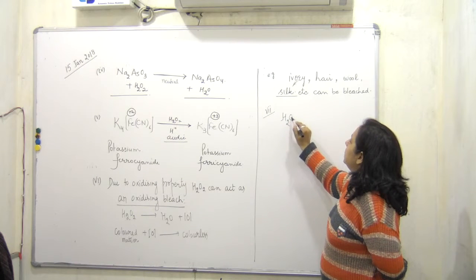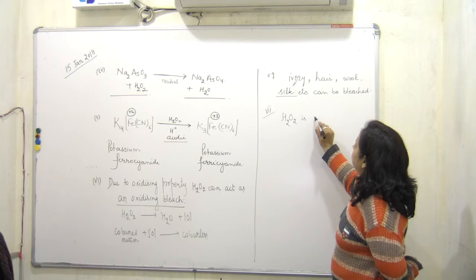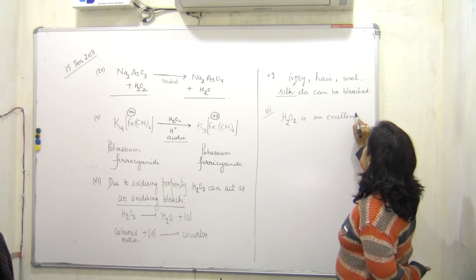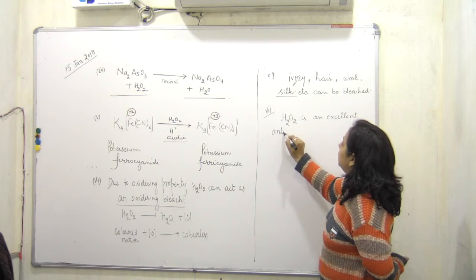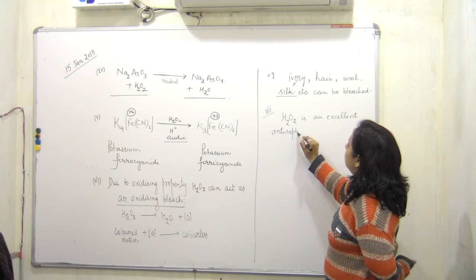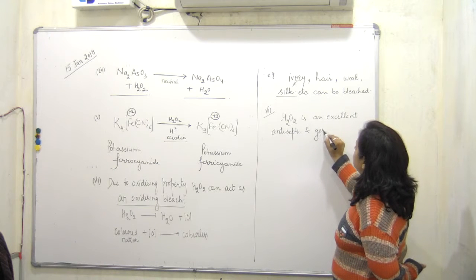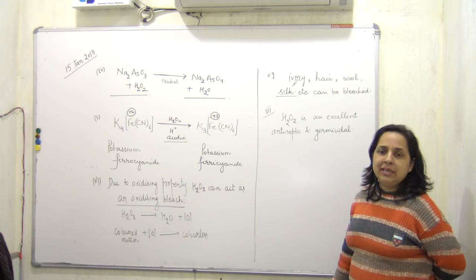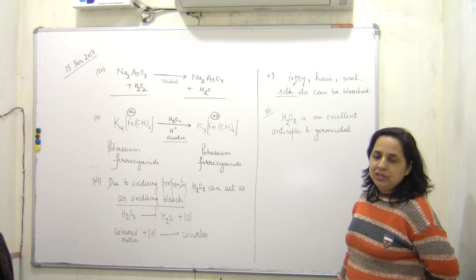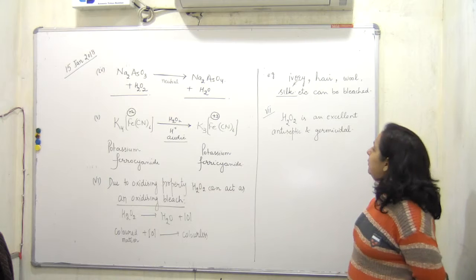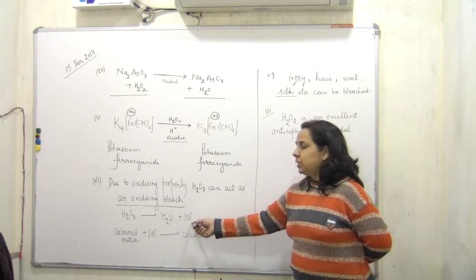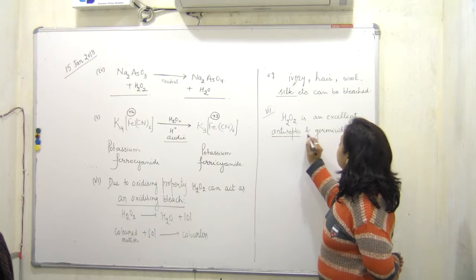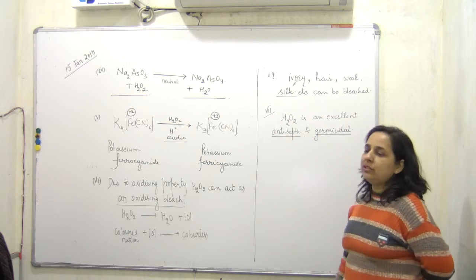Hydrogen peroxide is an excellent antiseptic and germicidal. Reason is again same. It can oxidize all germs or bacteria, living beings, by giving nascent oxygen which can kill the organism. So we can say germicidal properties, antiseptic properties, all these are because of oxidizing nature.